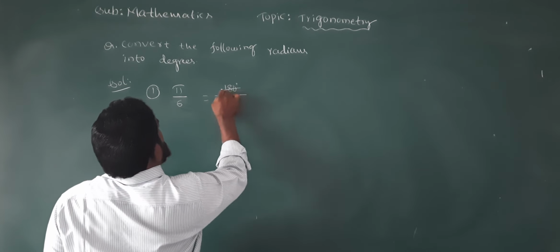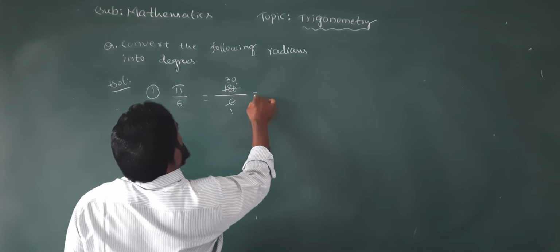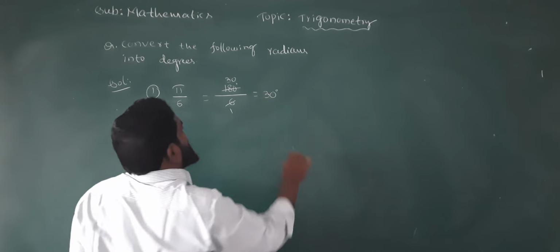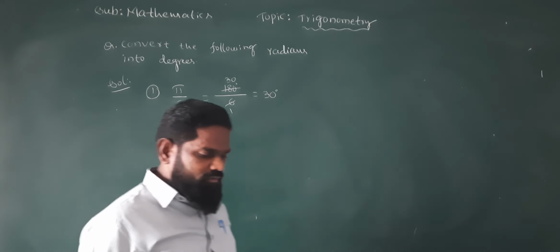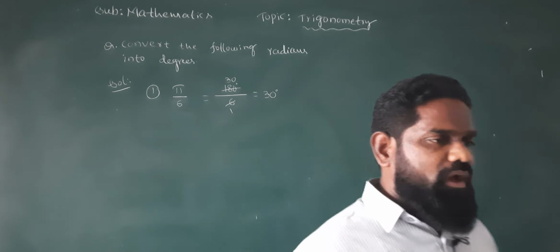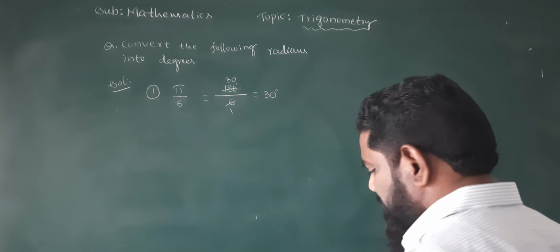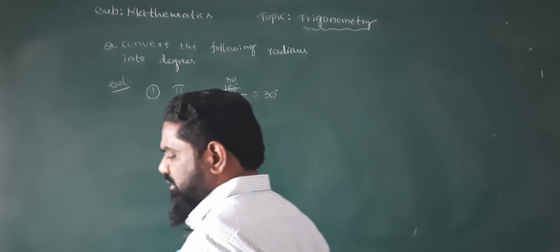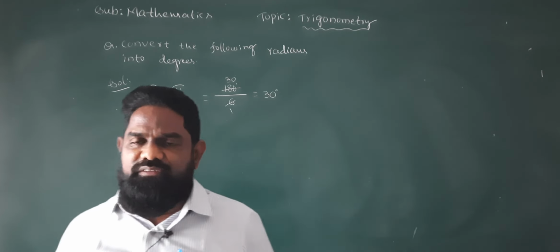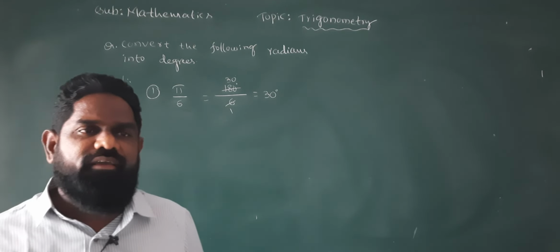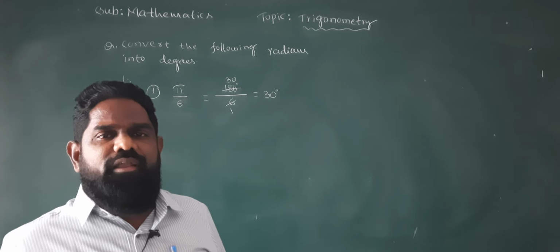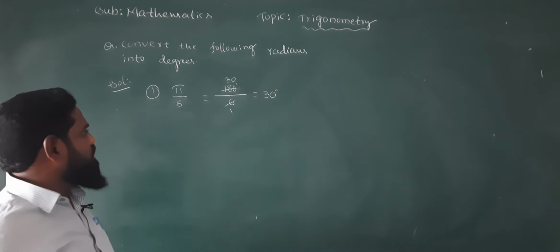Same reverse. 6 3s are 18. So how many degrees? 30. Means from this we can observe one thing like this. Pi by 6 equals 30 degrees. 30 degrees equals pi by 6. If required 30 degrees, we can write pi by 6. 30 in degrees, pi by 6 in radians, no problem.